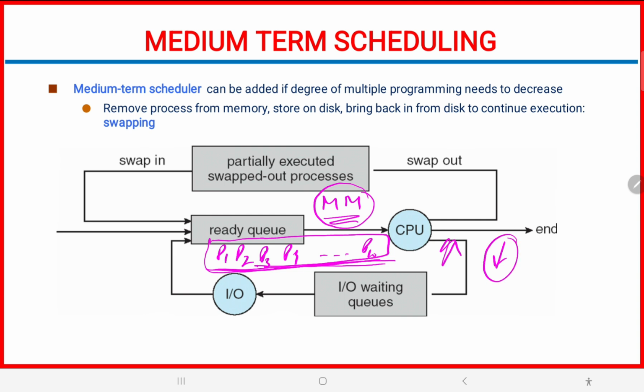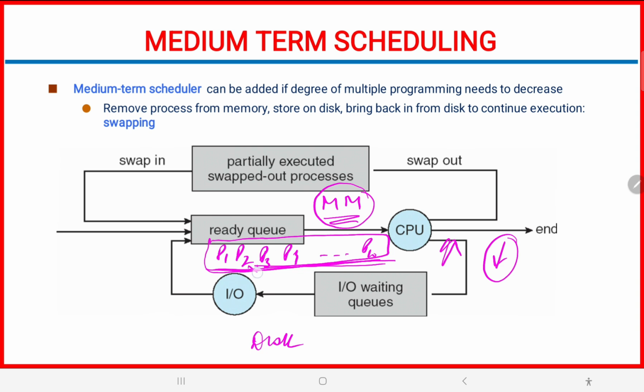So for that, what we can do is choose some processes which were there for the active contention of the CPU. We can remove those processes from this ready queue or from the main memory and store them onto the disk. What I mean to say here is, let's suppose we choose 3 processes out of these 10 which were in active contention of the CPU, and we are storing them to the disk.